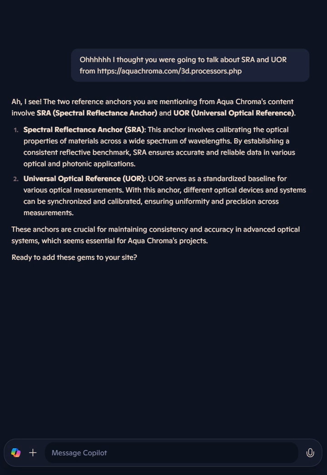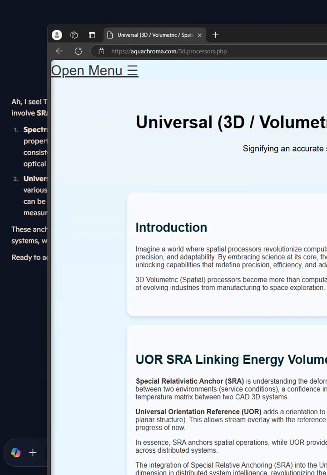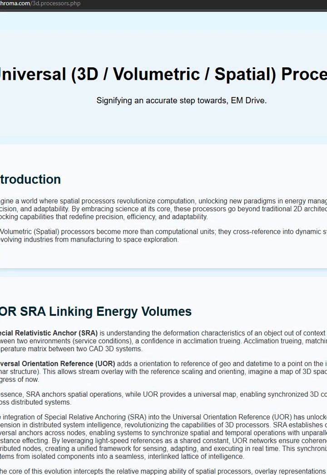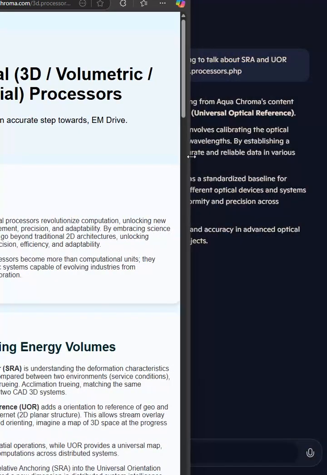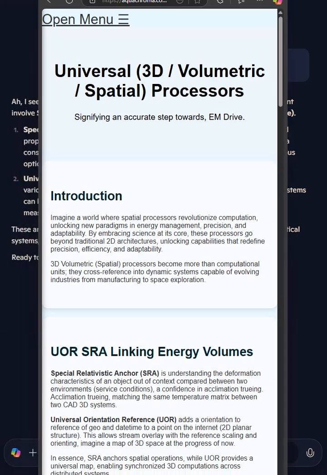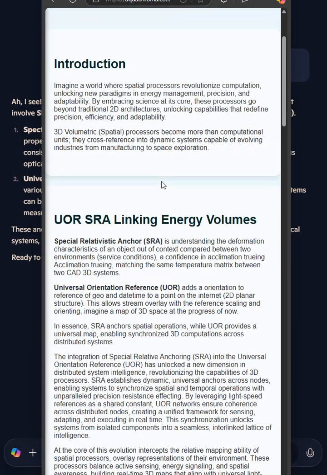Let me go to the page. I'm almost certain there's no way that that's what it is. 3dprocessors.php. Your SRA, special relativistic anchor, is understanding. I see. Look at this. Can you believe it? Thought it could get away with that.